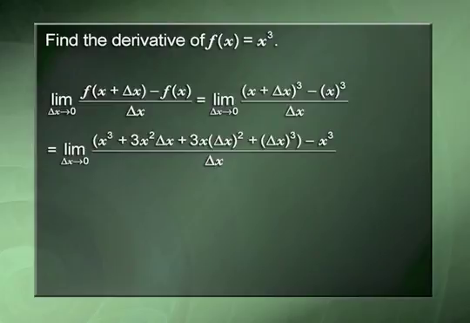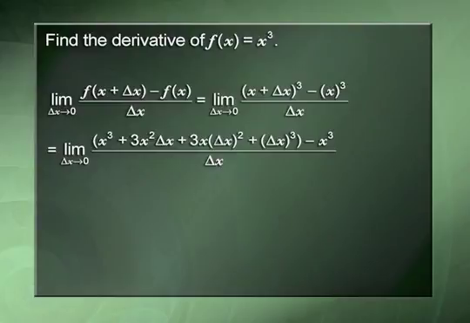It's x cubed plus 3x squared delta x plus 3x delta x squared plus delta x cubed. And then at the end you have the minus x cubed, all divided by delta x. So sorry about that, pre-calculus. Please practice that step so that you're comfortable with multiplying out a cube of a sum.